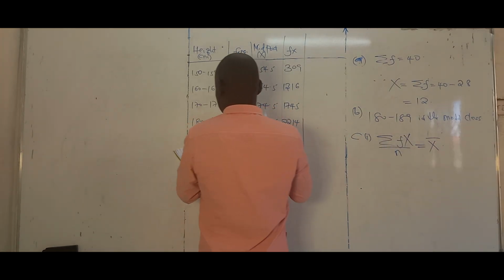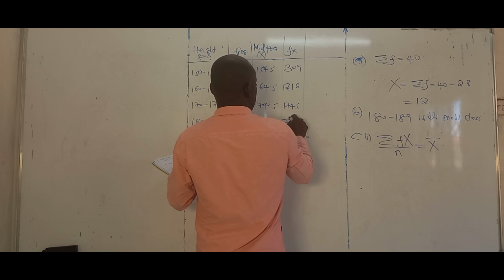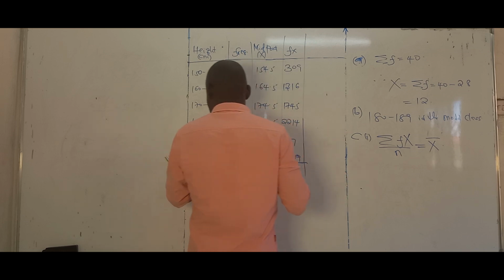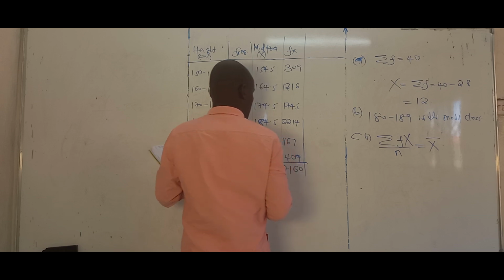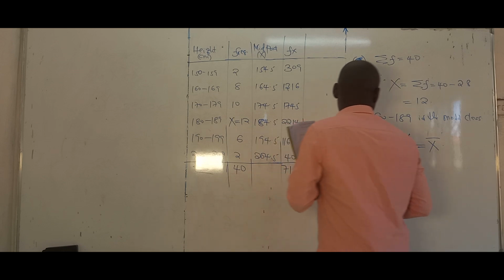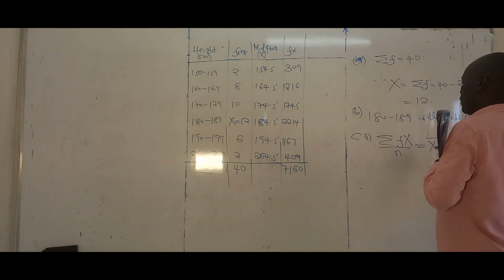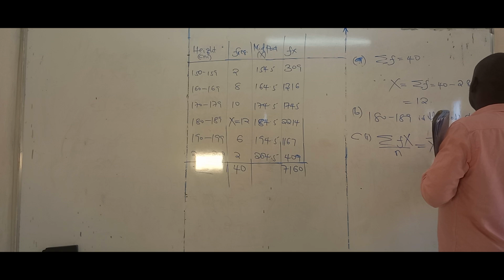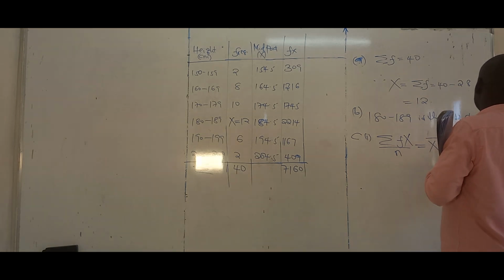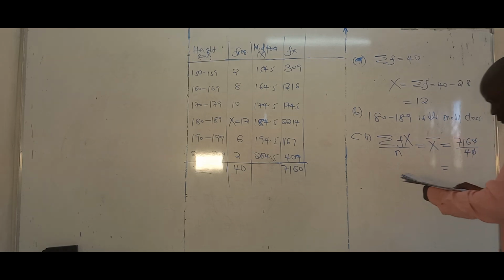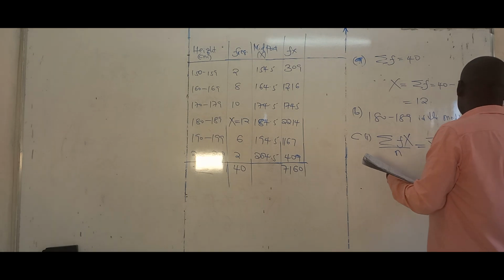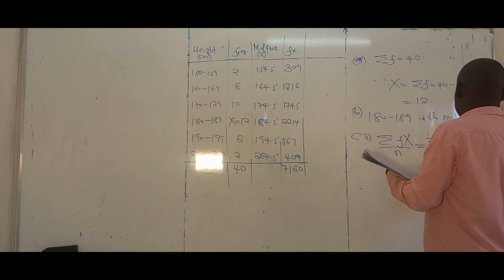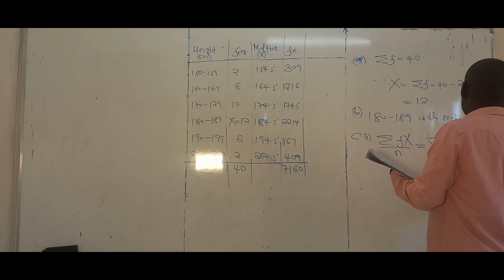If you add everything, this to this to that, you should use your calculator to confirm that. But the value you should be getting is 7160. That should imply that our mean will be 7160 divided by 40, and that is about 179. So we have 179 centimeter. That's the mean.